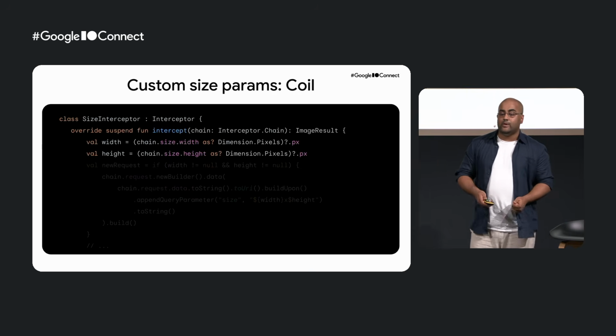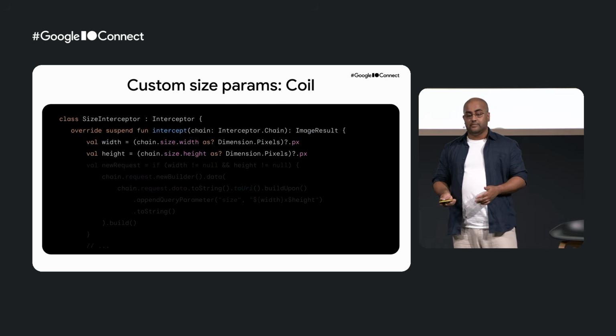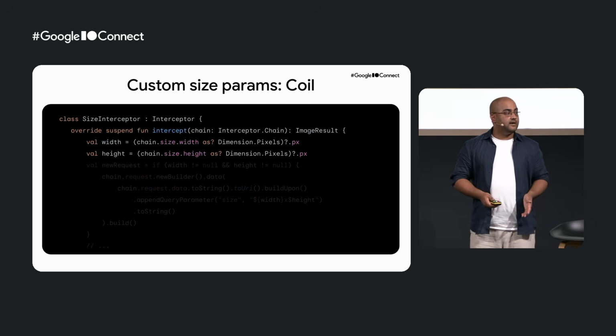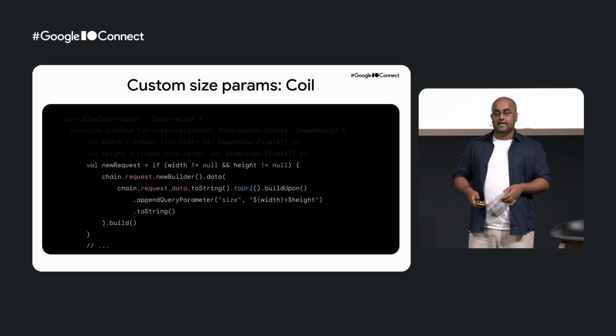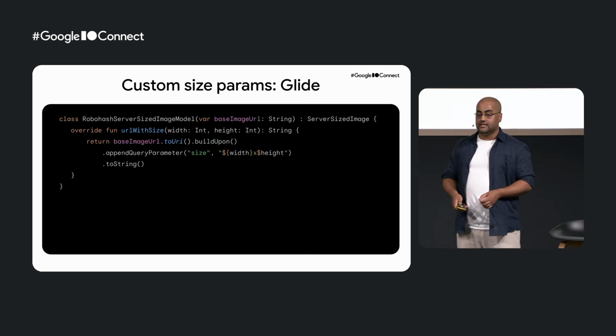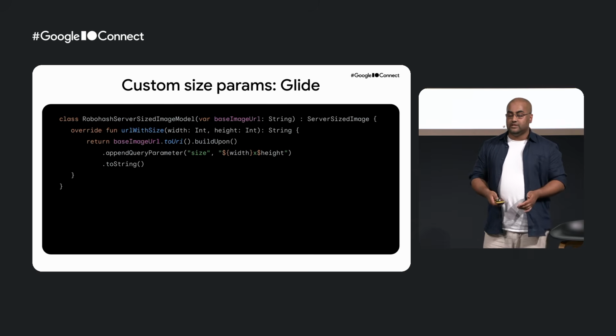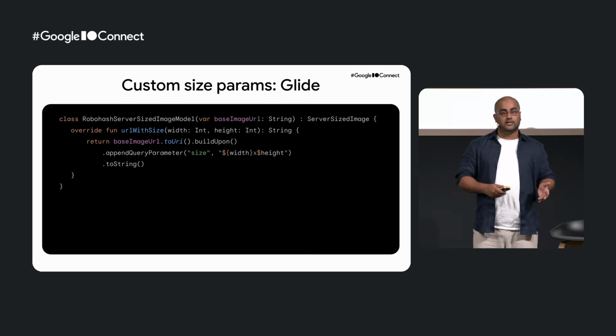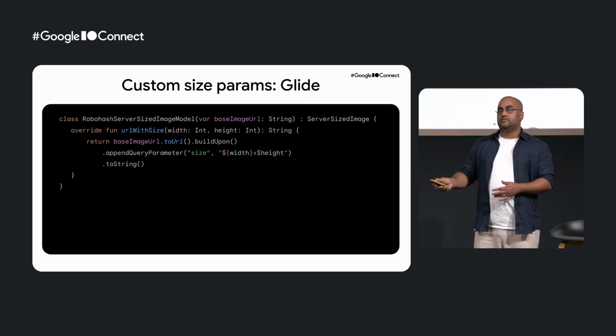Image loaders do make it quite easy to request the correctly sized image from your backend by providing the target's dimensions. Here, Coil uses the interceptor API to provide the dimensions in pixels, and then you can use that to request the exact image size you need. And similarly, Glide also lets you make requests based on the target view size. You first have to register a model loader factory, so you can pass in parameters like the width and height, and then return a URL with the dimensions of the target baked in.